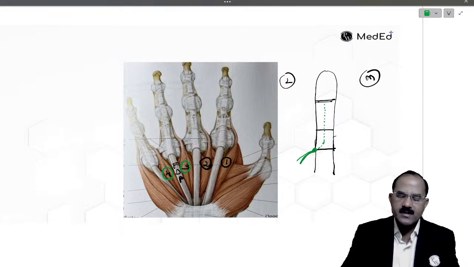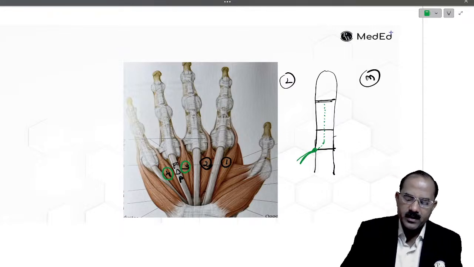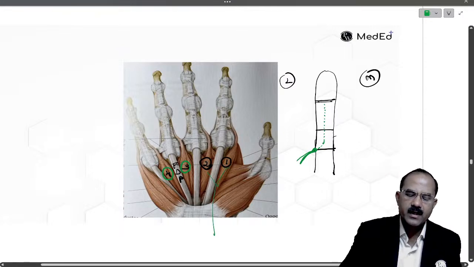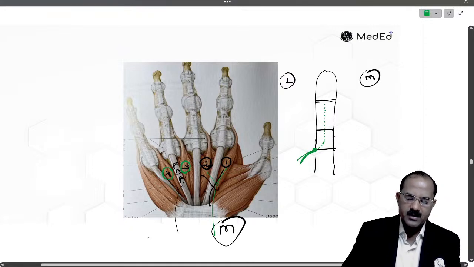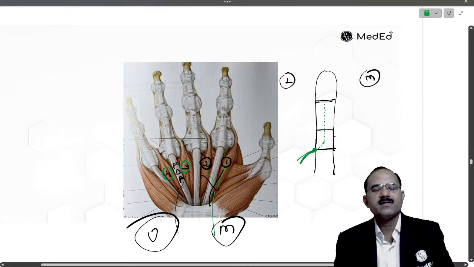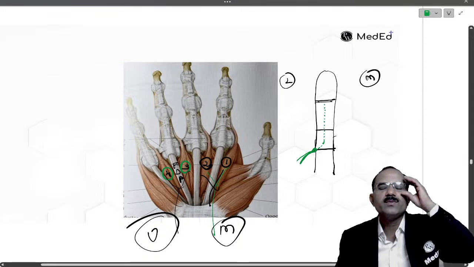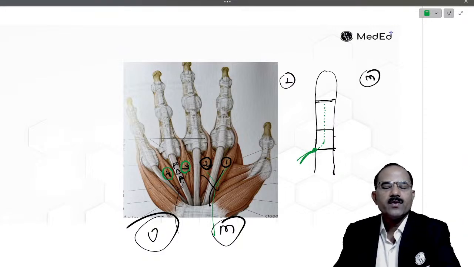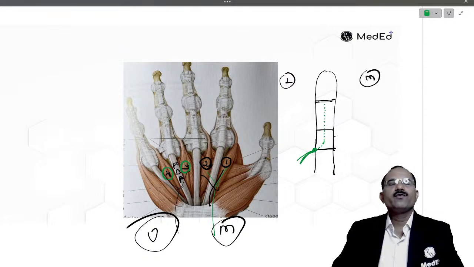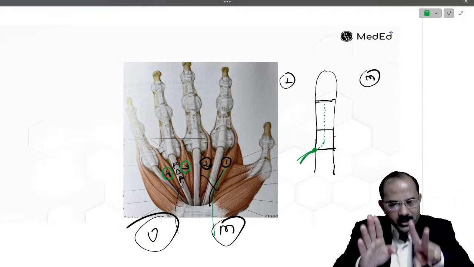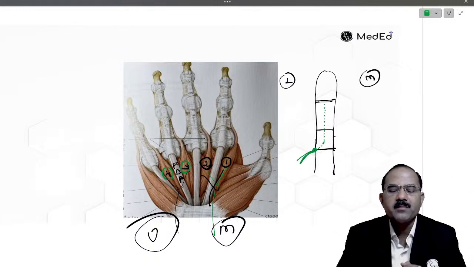Now, the first and the second lumbrical are supplied by which nerve? The first and the second lumbricals are supplied by the median nerve. The third and the fourth lumbricals are supplied by the ulnar nerve. Clear to all of you? So the first and second lumbricals are supplied by median nerve, and the third and fourth by ulnar nerve.